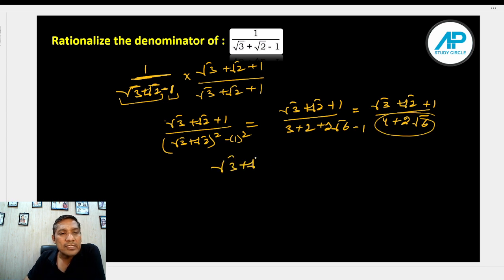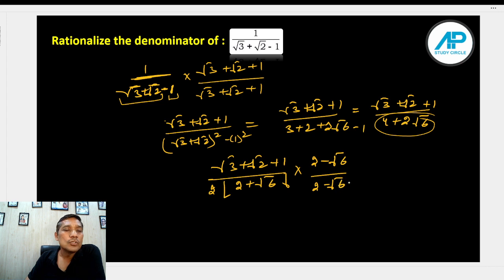The better way of doing this is that आप डिनोमिनेटर में एक 2 कॉमन निकाल लीजिए and that would give you 2 root 6. Multiply and divide by 2 minus root 6 upon 2 minus root 6. Little lengthy from here onward. To multiply these three terms and these two terms, so there would be 6 terms on the whole.